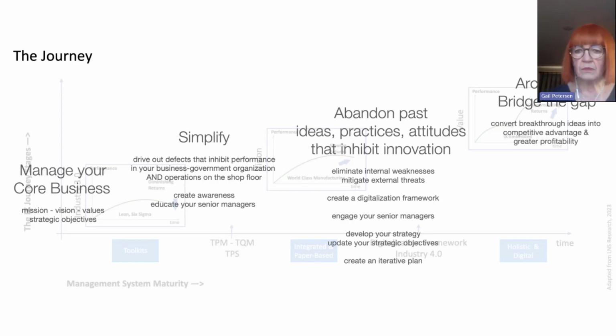And here we architect to bridge the gap from where you are today to the vision your C-suite has for the future of your company. So you've got to convert those breakthrough ideas into competitive advantage and greater profitability. So we need context here. And we need to know what's variable and what's constant. Next, Jacob.